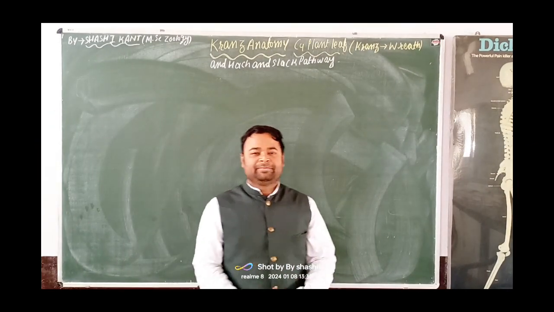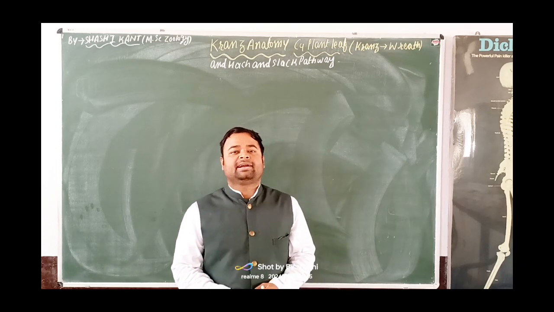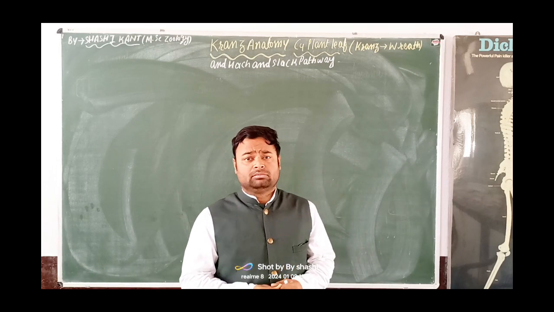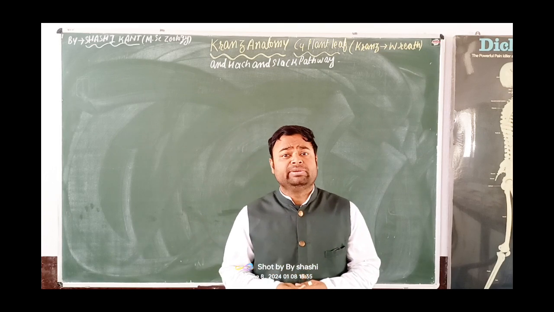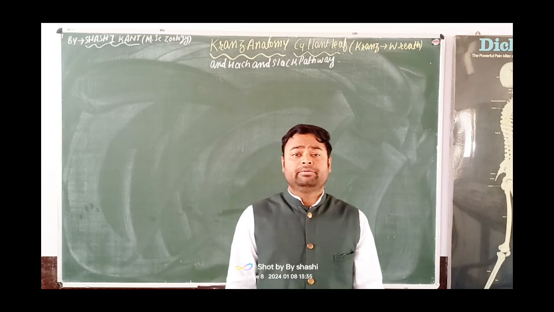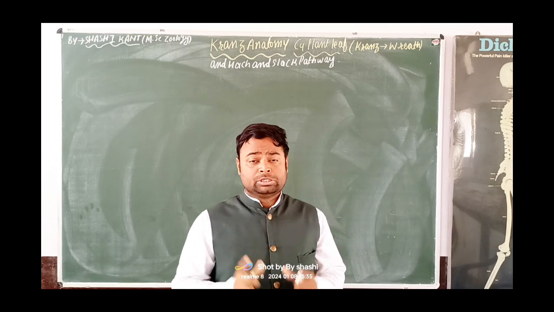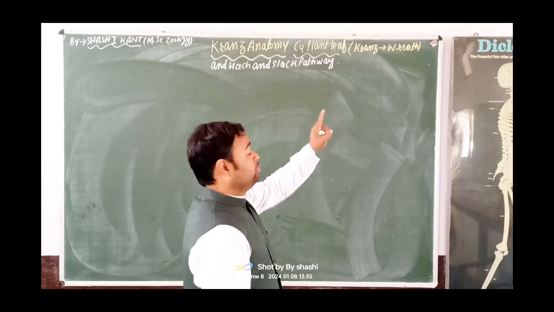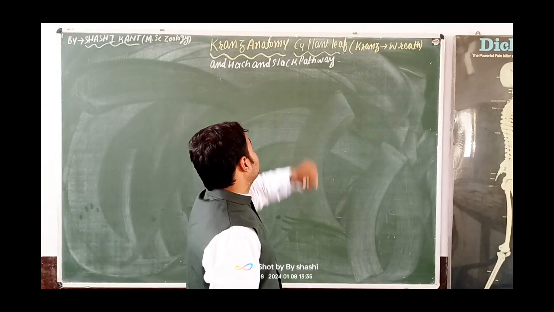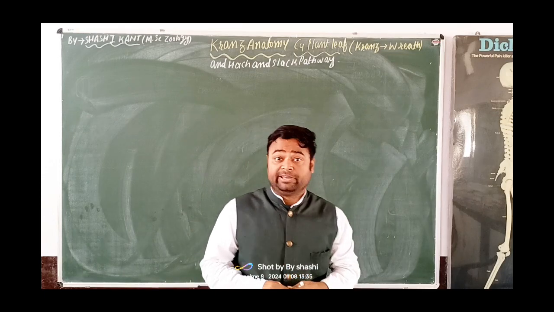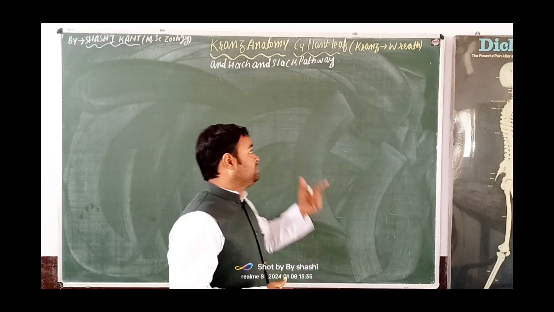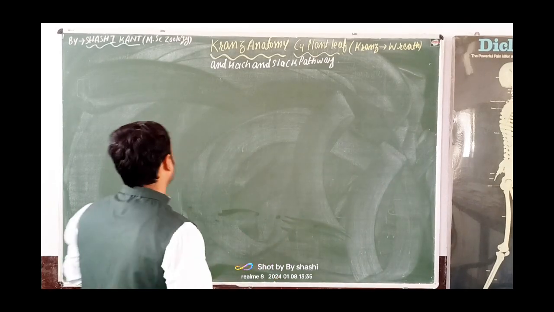Good morning, students. My today's topic is Kranz anatomy. Where is this Kranz anatomy seen, in which leaf? This Kranz anatomy is seen in C4 plants. First of all, today we have to discuss two topics. First is Kranz anatomy and the second is the Hatch and Slack pathway. So, the first topic which we have to demonstrate is Kranz anatomy.